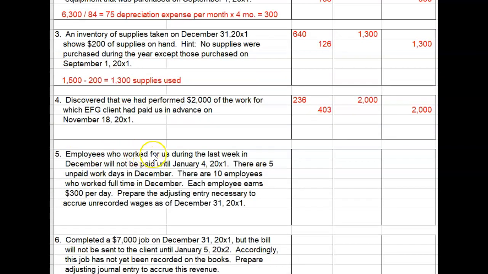Employees who worked for us during the last week in December were not paid until January 4th, X1. There are 5 unpaid work days in December, and there are 10 employees who worked full-time in December. Each employee earns $300 a day. Calculate how much wages were earned by those employees that have not been paid to them yet, and then write your adjusting entry to accrue the wages expense and the wages payable.